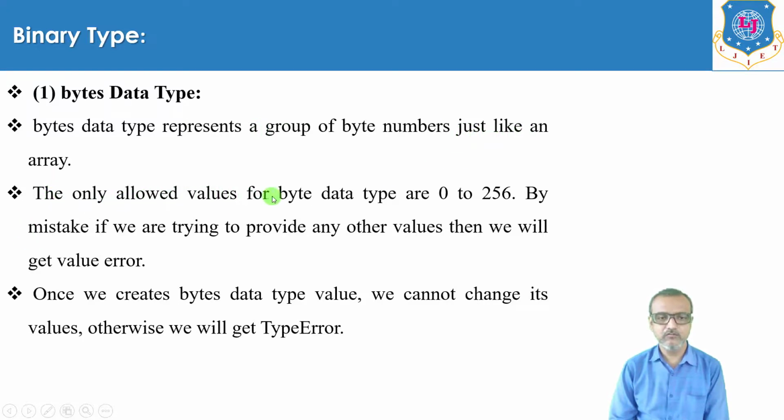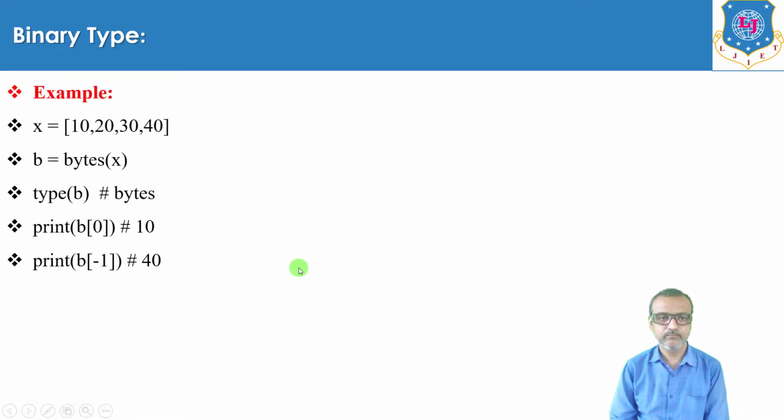The only allowed values for the bytes data types are 0 to 256. By mistake, if we are trying to provide any other values, then we will get value error. Once we create bytes data type value, we cannot change its values. If we will change its values, then we will get type error. See, we have one example based on bytes data type.